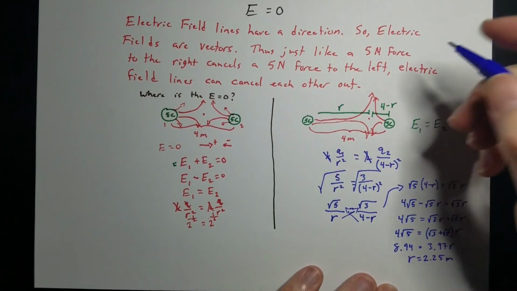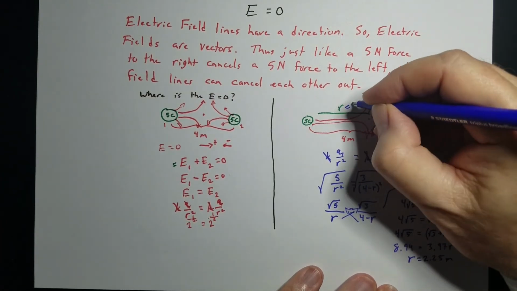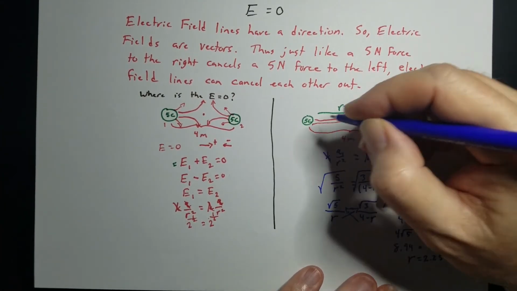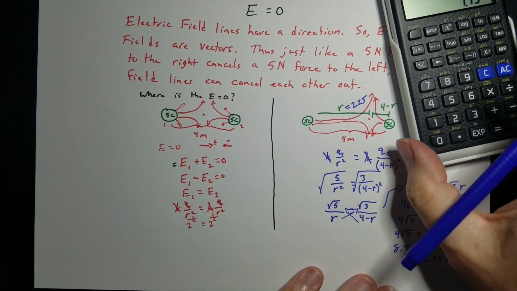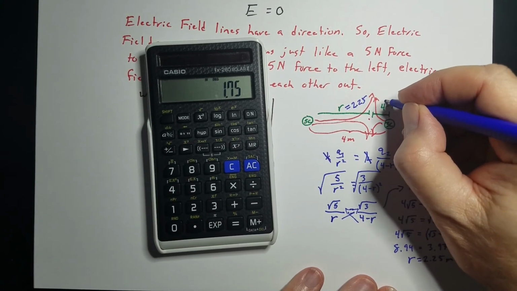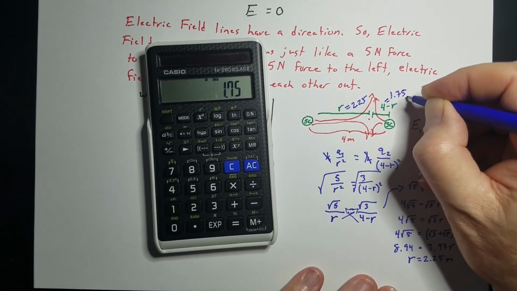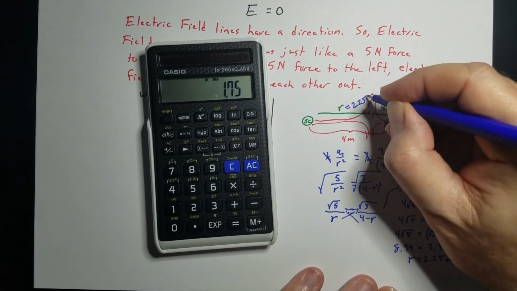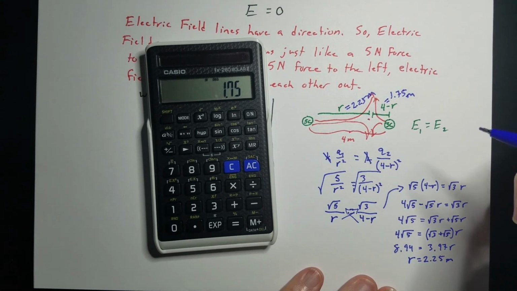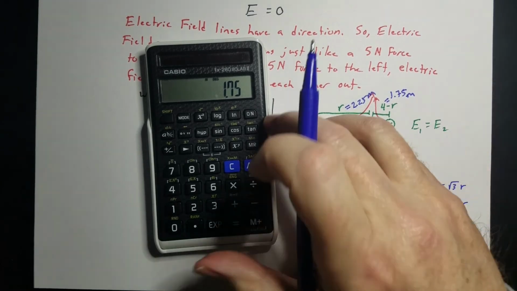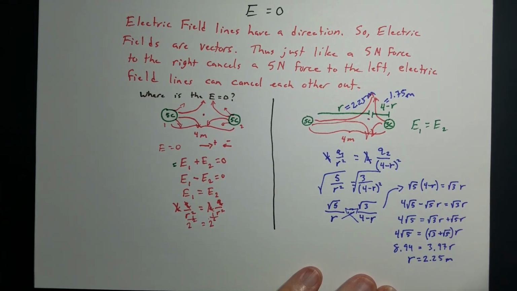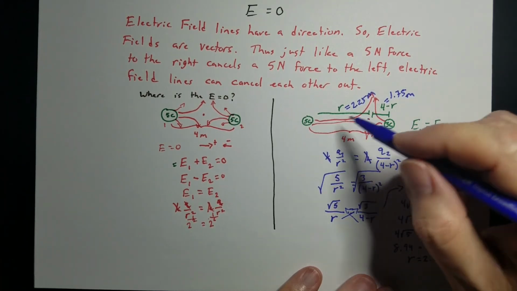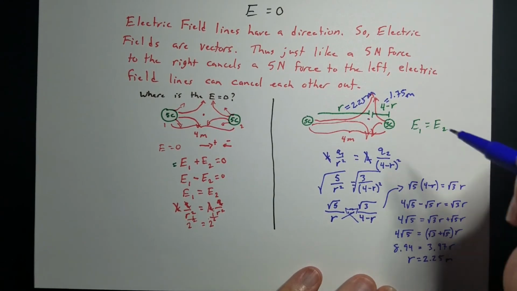So here's the long and short of it. That point is going to be 2.25 meters from this charge, and then 4 minus 2.25, so this distance is going to be 1.75 meters from that charge. That's where that spot's located. And that's the most intense math here for this one. It's just doing those two charges and finding out where that point is where the electric field is 0. It's always going to be pushed towards the weaker charge.